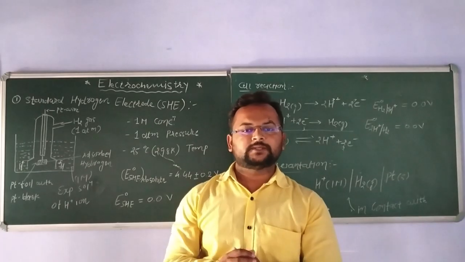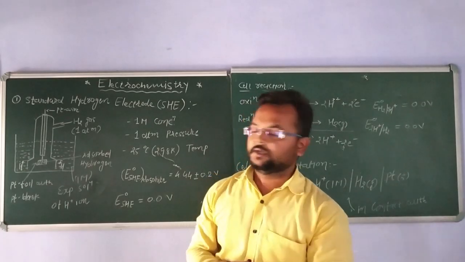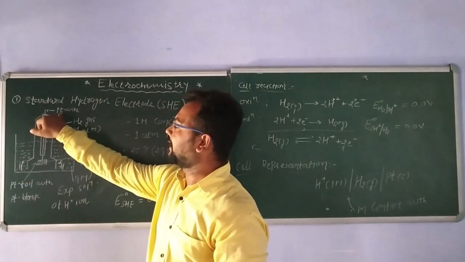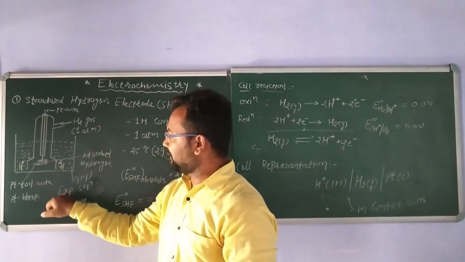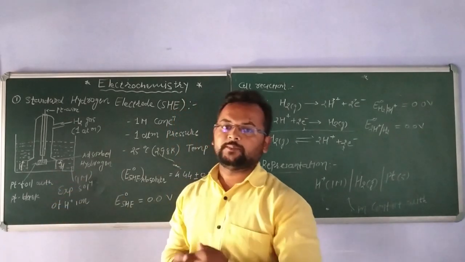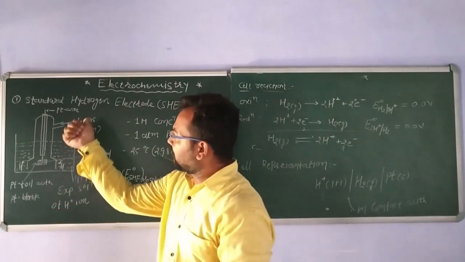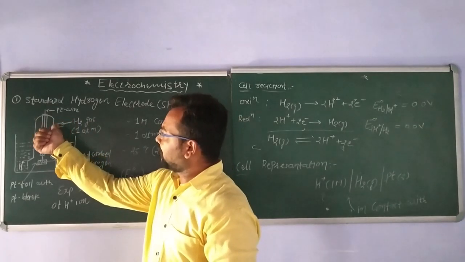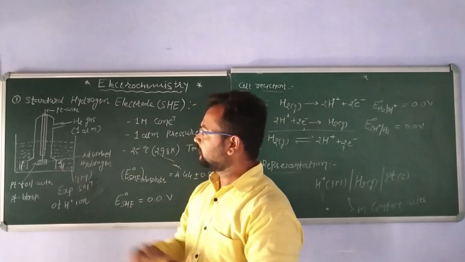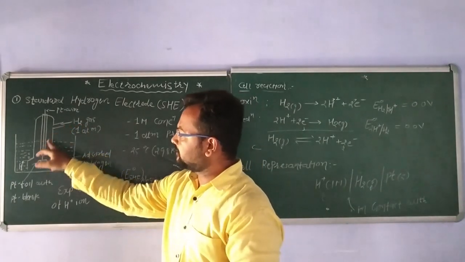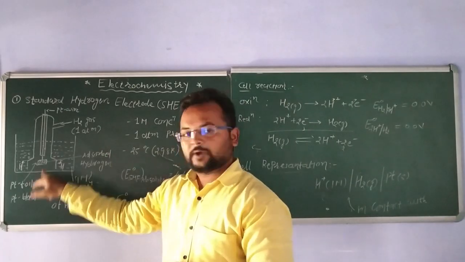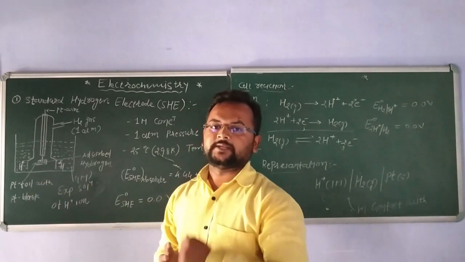Now we discuss the simple construction of the standard hydrogen electrode. A platinized platinum foil is joined with platinum wire and dipped into the experimental solution containing H plus ion, whose concentration must be 1 molar. Hydrogen gas is passed over this electrode at 1 atmospheric pressure. The hydrogen is adsorbed on the platinized platinum foil, and oxidation and reduction reactions take place.